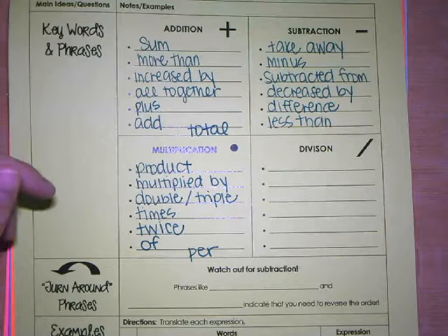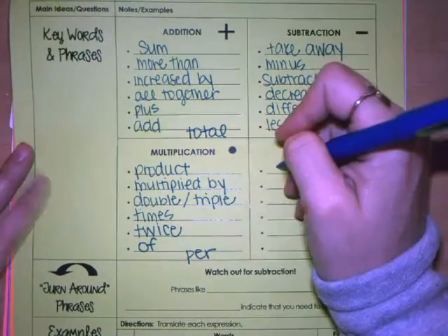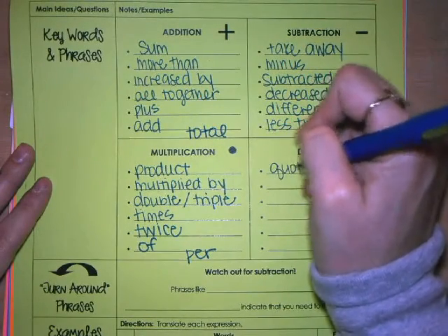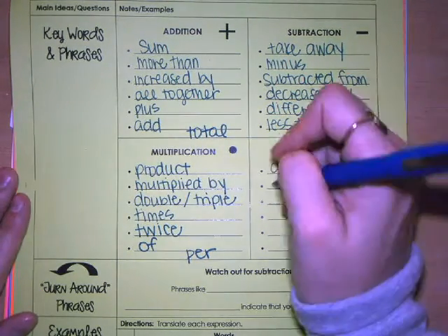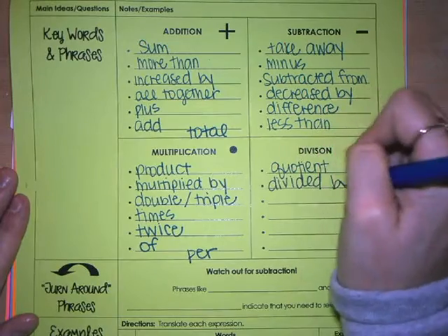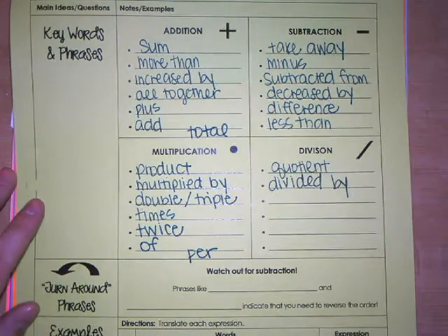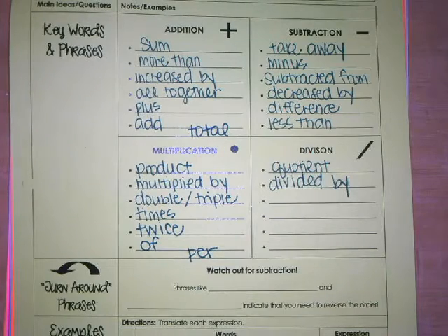Division. What do I do? Some words. Aubrey. Quotient. Campbell. Divided by. Brayden. I have a question. Yes. What would the word and be? Would that be one? No, but good question.